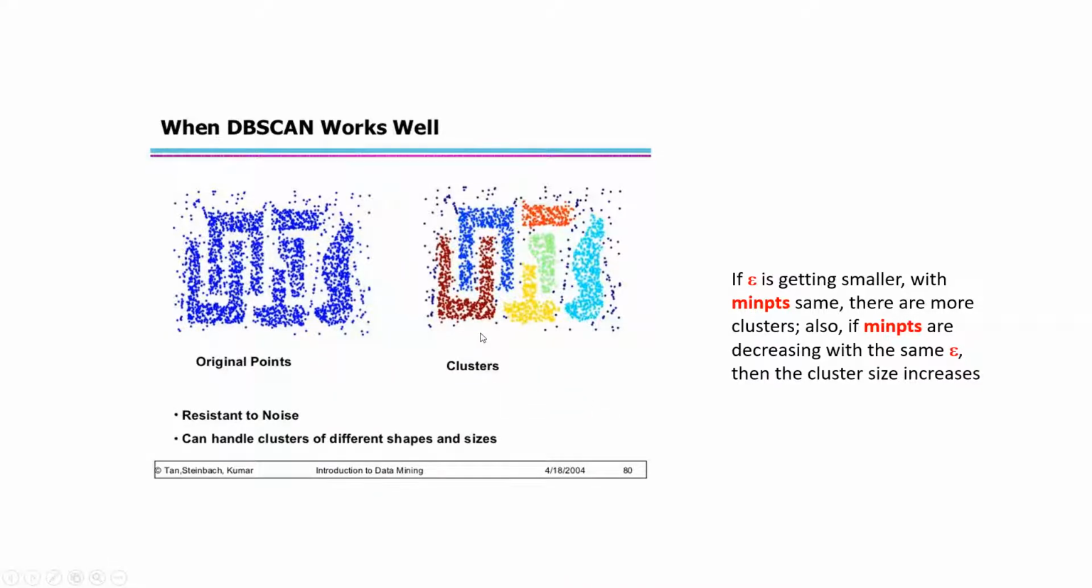But I decrease the clusters. If epsilon is getting, I'm sorry, not decrease the cluster. If epsilon is getting smaller with the same minimum points, there are more clusters under that example, because I reduce the size of the diameter of the scanner. Do you buy that between these two? How I explained it to you?